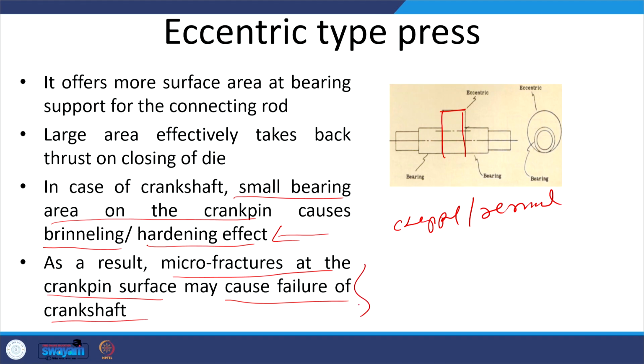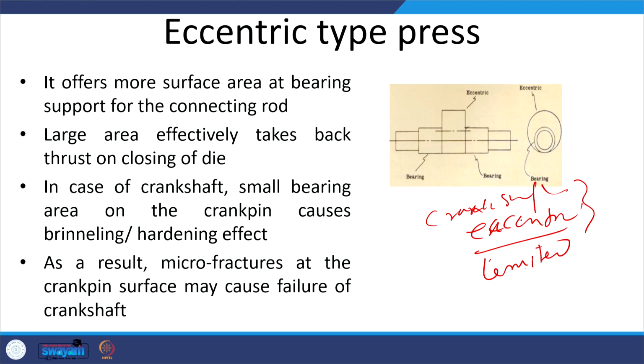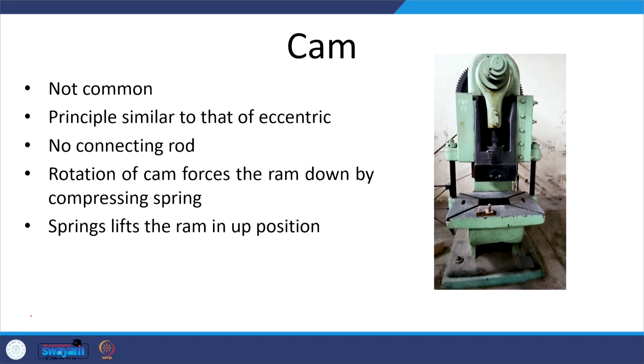So, this issue of the brinelling and the micro fracturing of the crank pin surface is minimized when we have the large surface area of the eccentric. This is another advantage of the eccentric type of presses. But both the crankshaft and the eccentric type of presses offer limited stroke length. So, this is the other side as far as the capacity of the mechanical type of presses is concerned.